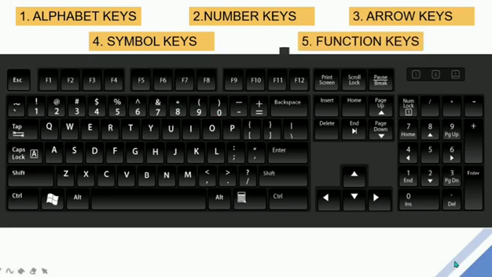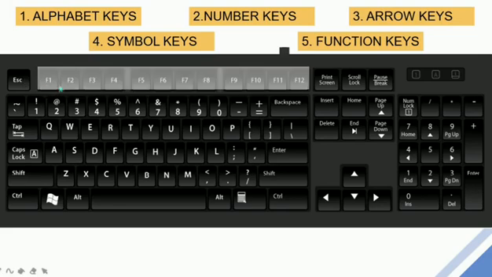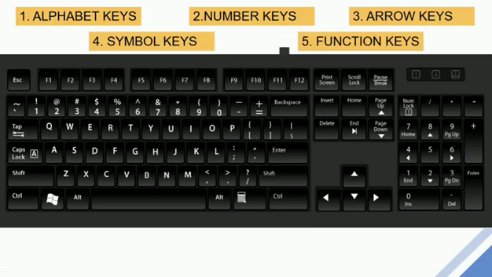Next we have function keys. Function keys are located at the topmost row on the keyboard right here. You will see you have F1, F2, F3 up to F12. So we have F1 to F12. These keys are what we call function keys. These keys are used for some specific tasks or functions.